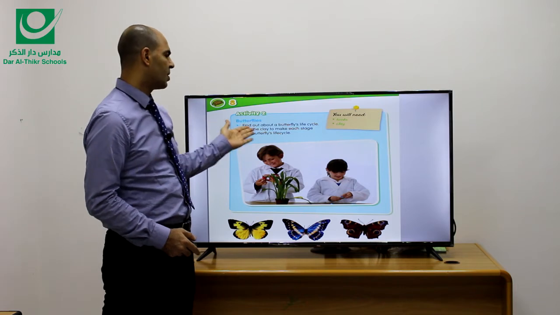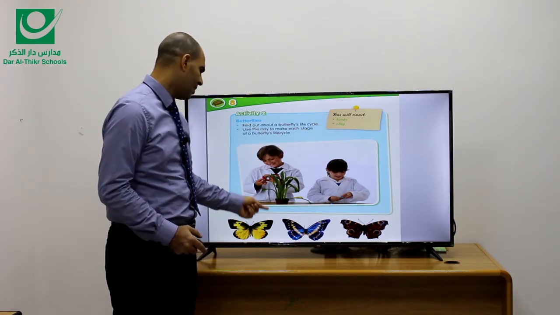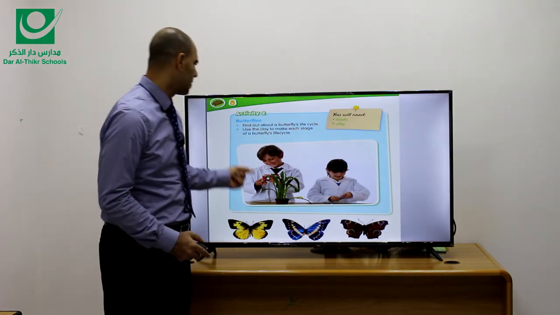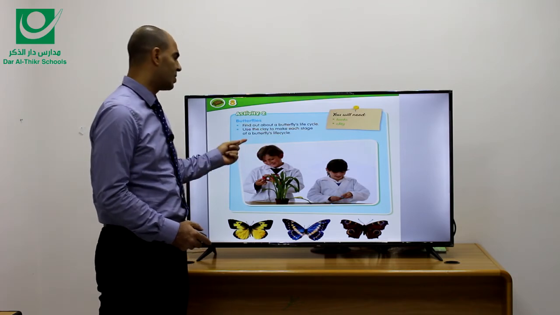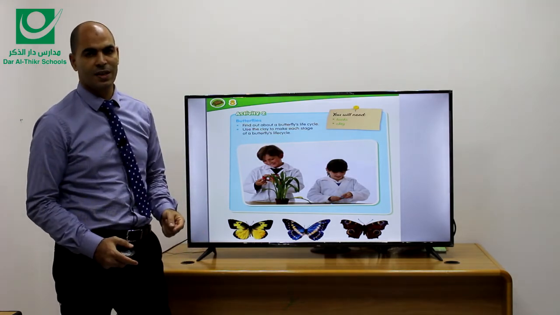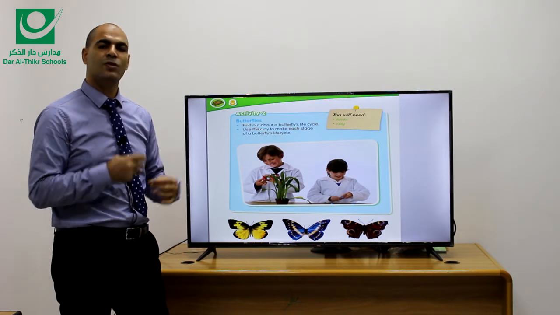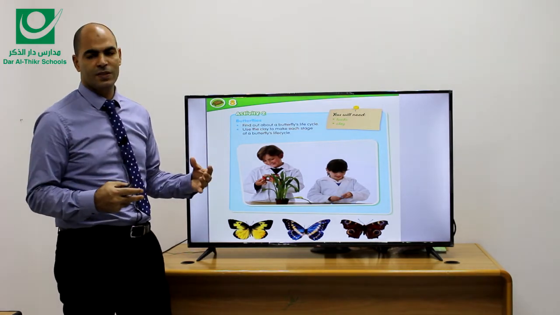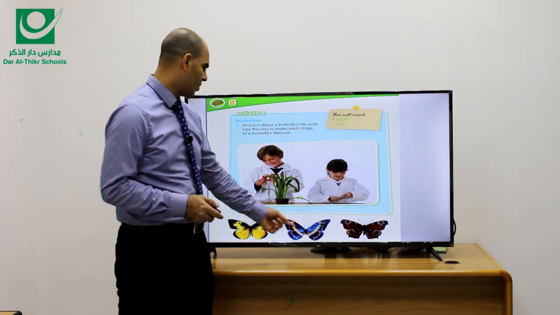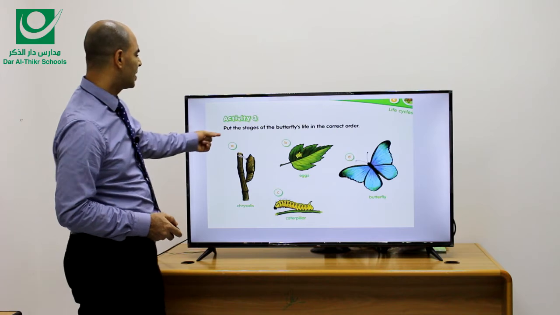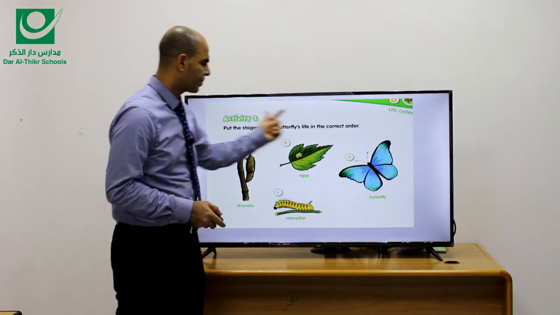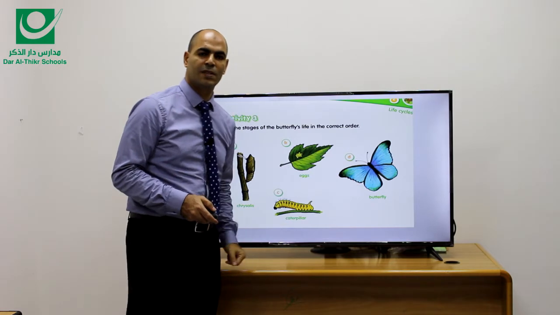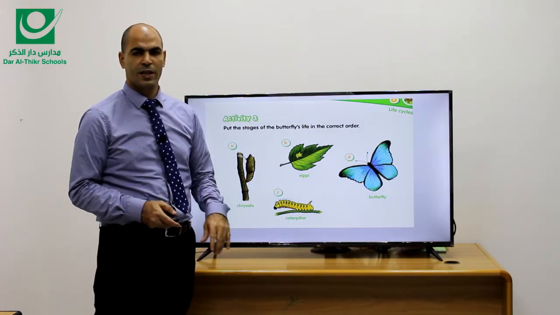This is an activity. Butterflies. You will need books and clay. Find out about a butterfly's life cycle. Use the clay to make each stage of the butterfly life cycle. Okay? Put the stages of the butterfly's life in the correct order. Here is the butterfly's life cycle. Can you put them in the correct order?